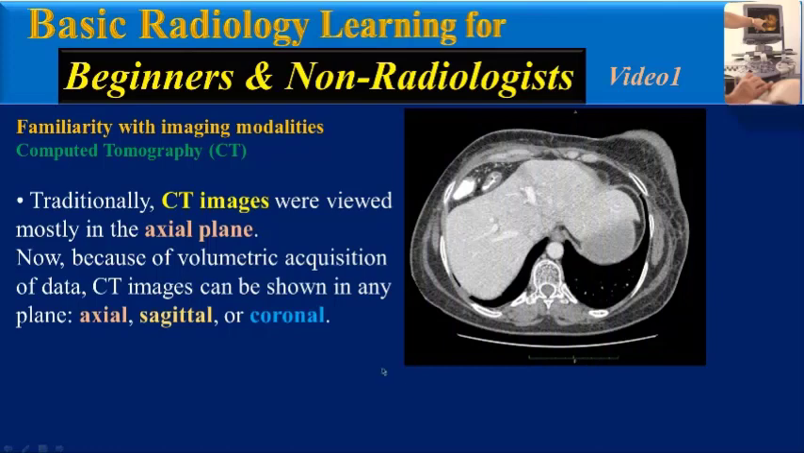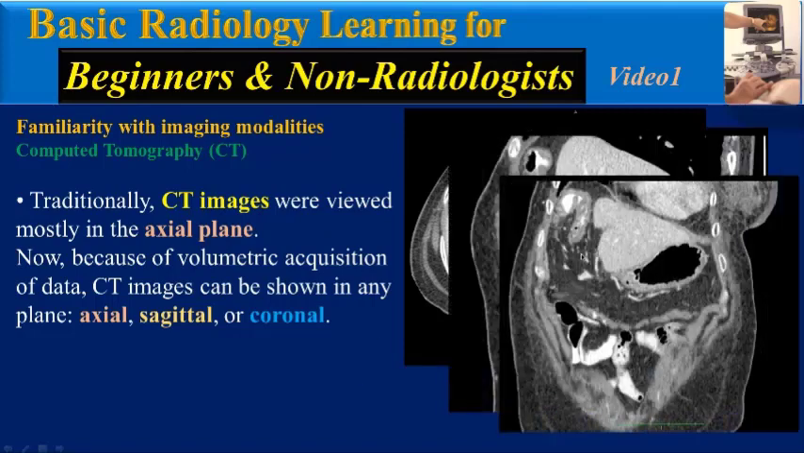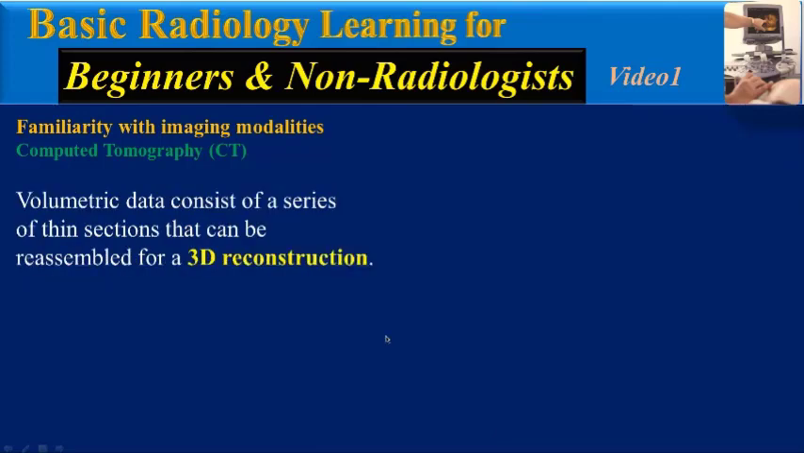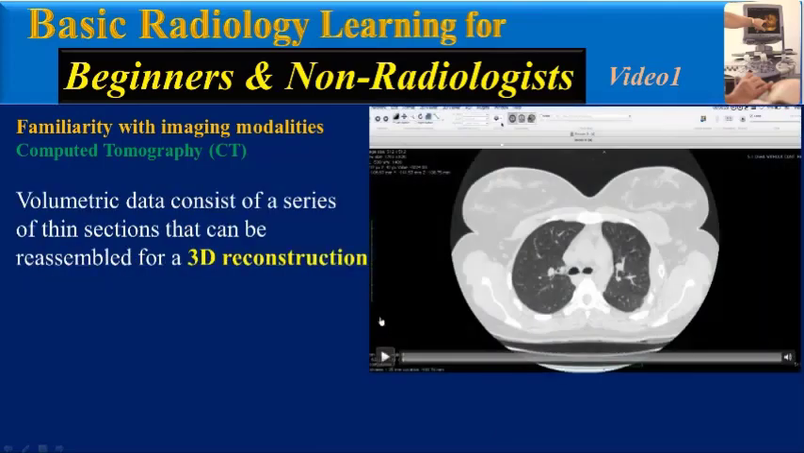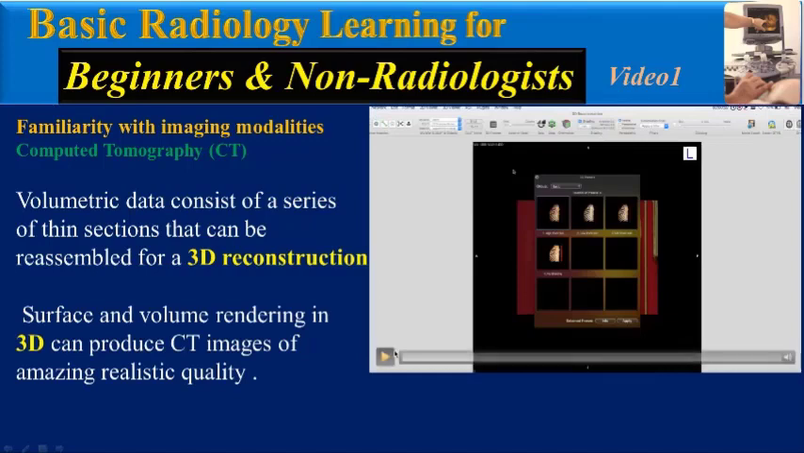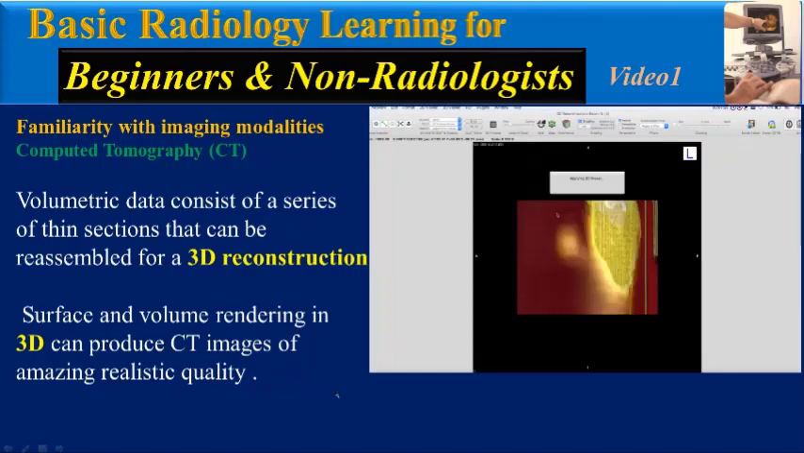Traditionally, CT images were viewed mostly in the axial plane. Now, because of volumetric acquisition of data, CT images can be shown in any plane, including axial, sagittal, and coronal sections. Volumetric data consists of a series of thin sections that can be reassembled for a 3D reconstruction. Surface and volumetric rendering in 3D can produce CT images of amazingly realistic quality.